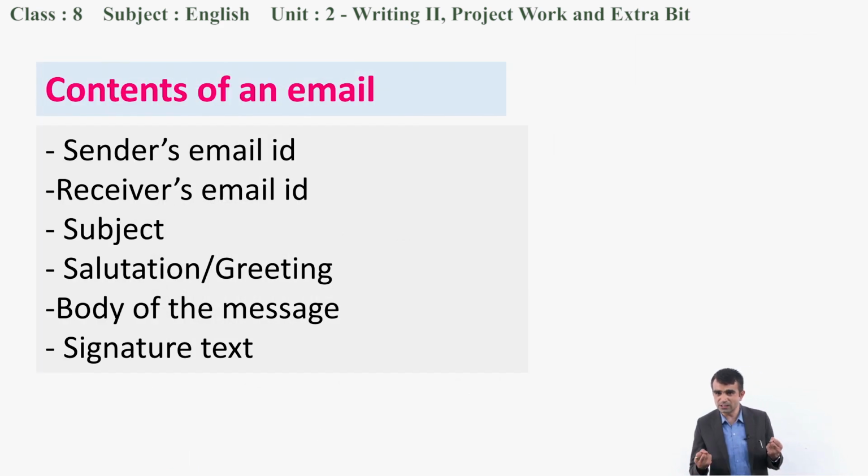What you need to have to write an email. Contents of the email, see here. One is sender's email ID. When you are going to send an email, you must have your email ID first. Can you send an email without your email ID? No. Well, this is one part. Let's not say contain, but this is what you must have. Okay? And receiver's email ID you need to have, another.